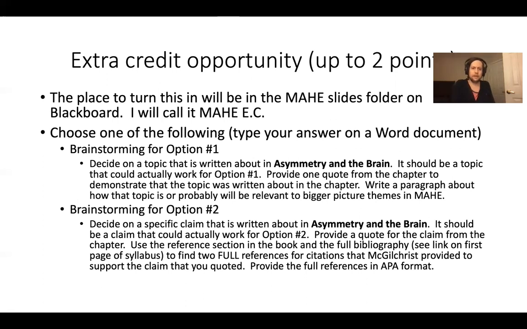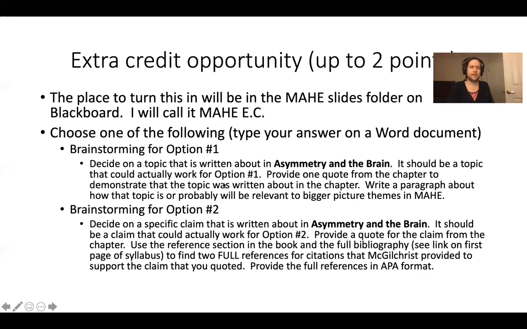For option one, remember, this is the option where you choose a topic which both Gazzaniga and McGilchrist talk about, and you'll describe it from each author's perspective in the final paper. Then you'll talk about how that topic is connected to some of the bigger picture ideas in The Master and His Emissary, and whether you agree with the way those ideas are connected to the bigger picture speculations. I don't want you to do all that for this brainstorming exercise. Instead, what I want you to do is choose a topic that you think could work for option number one.